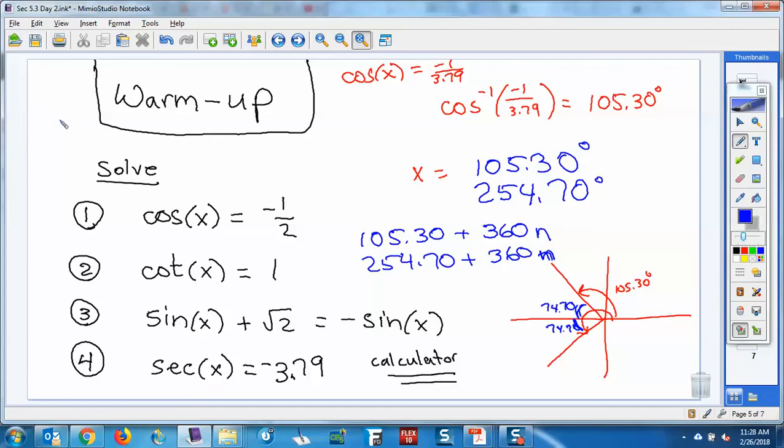Okay, calculator ones I don't even want to get into, because that's easy. But I can have a way of getting the answer. So if you really want to check yours, we can do that.